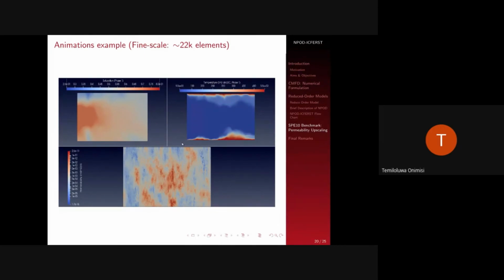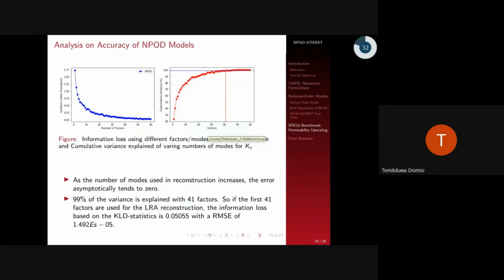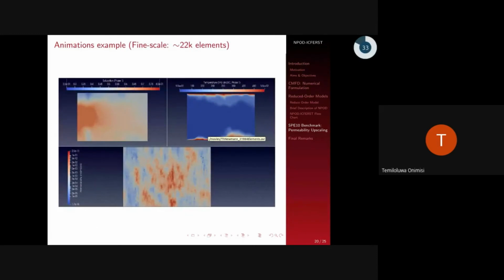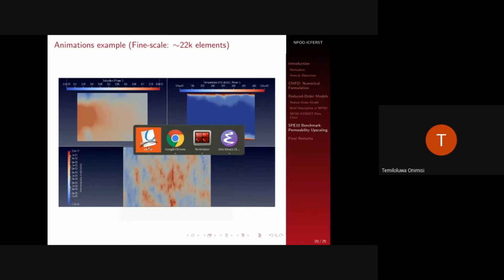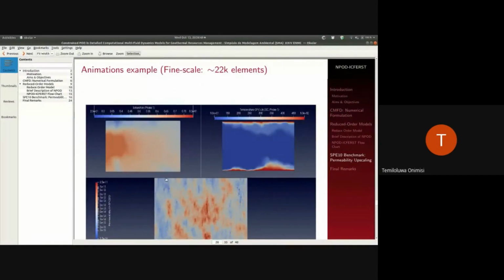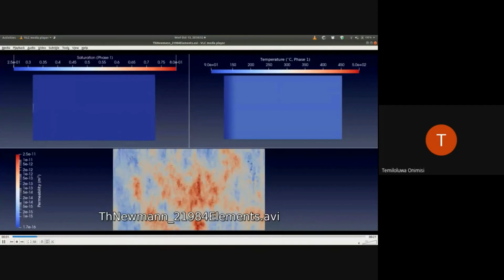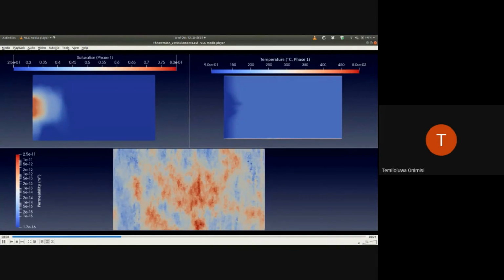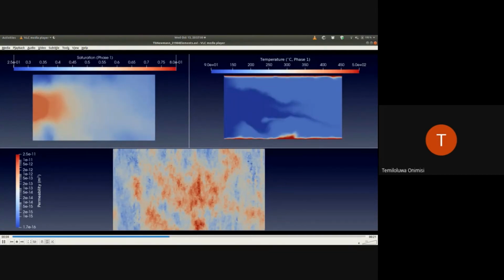Then the next thing is we went ahead to run the simulations. So this first simulation here is for the reference case. Actually, this is the high fidelity case, for fine scale with the high fidelity data, and then you can see the saturation, the temperature, and also the permeability distribution. Next slide.